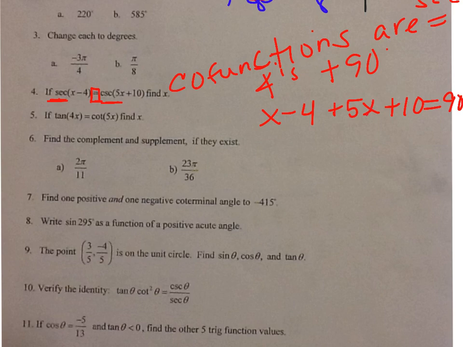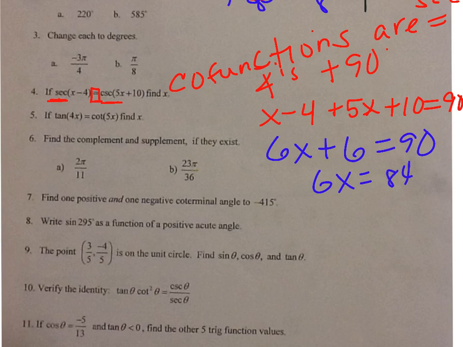All right, we'll combine like terms. So we have x plus 5x is 6x. Negative 4 plus 10 is positive 6 equals 90. So we will subtract 6 from both sides. So 6x is equal to 84. Divide both sides by 6, and we get x is equal to 14.